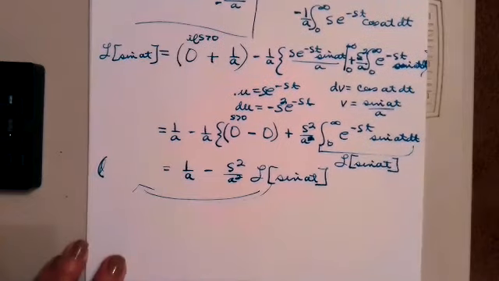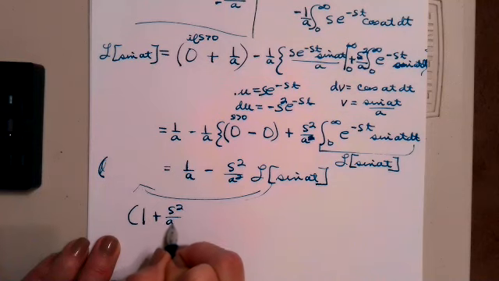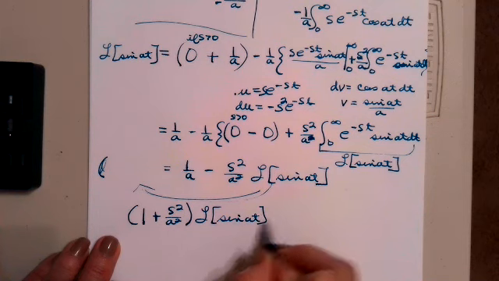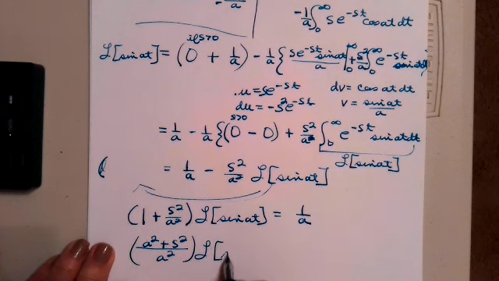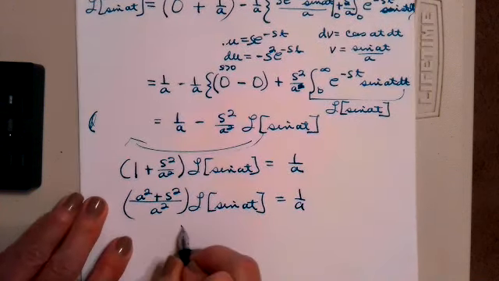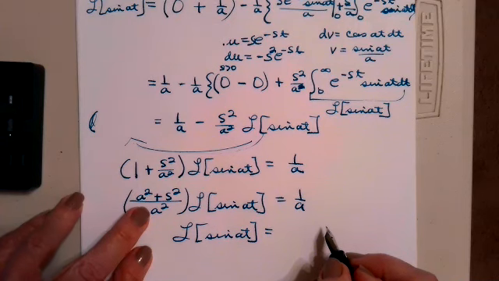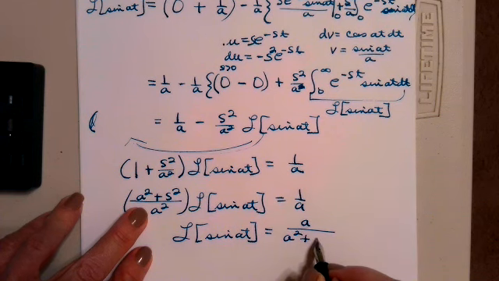Bring this to the other side and combine it. And you will have 1 plus s squared over a squared times the Laplace transform of sine at is equal to 1 over a. So we will write this as a squared over a squared plus s squared is the Laplace transform of sine at. So the Laplace transform of sine at, multiplying by the reciprocal on both sides, gives me a over a squared plus s squared.